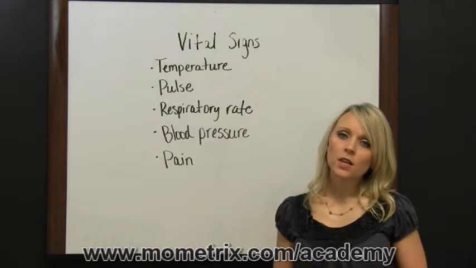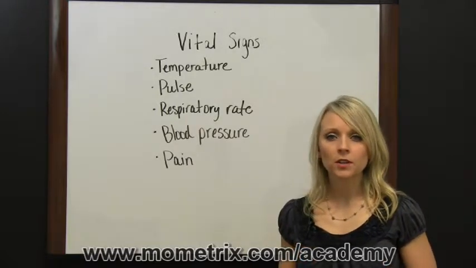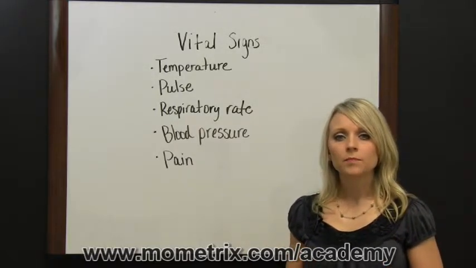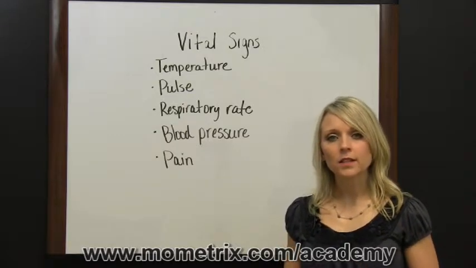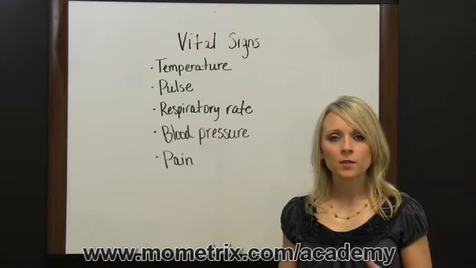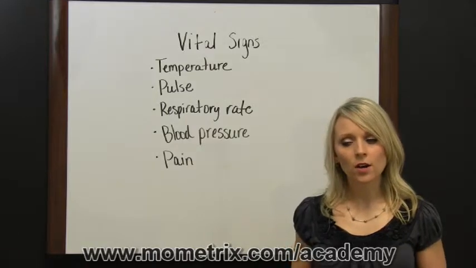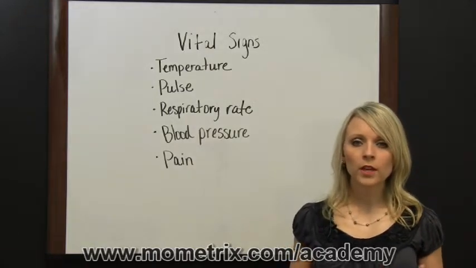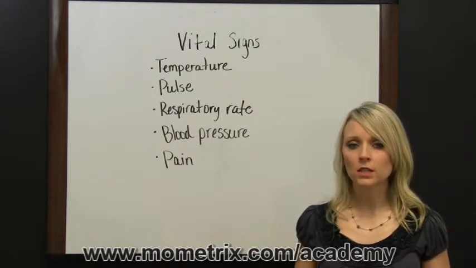Blood pressure is a measurement of the pressure exerted on the arteries. It is measured in systolic and diastolic. Systolic blood pressure is the top number and is the pressure exerted on the arteries during the contraction of the heart. For normal, healthy, average blood pressure, it would be 120 systolic.